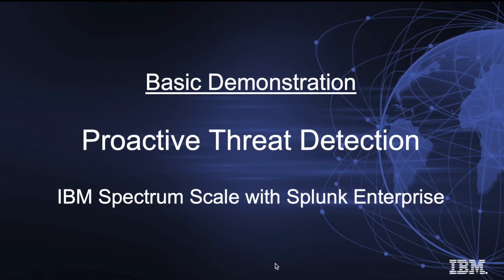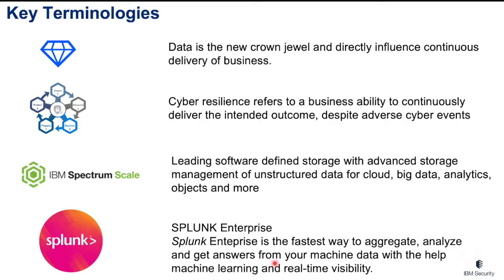Demonstration: Proactive Threat Detection, IBM Spectrum Scale with SPLUNK Enterprise. Key terminologies: Data. Data is the new crown jewel and directly influences continuous delivery of business. Cyber resiliency refers to a business's ability to continuously deliver the intended outcome despite adverse cyber events.